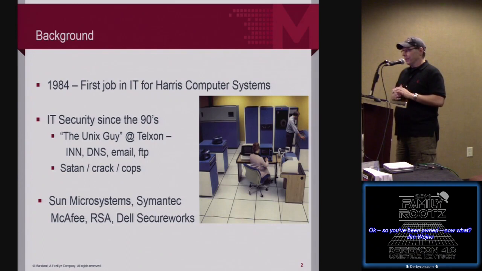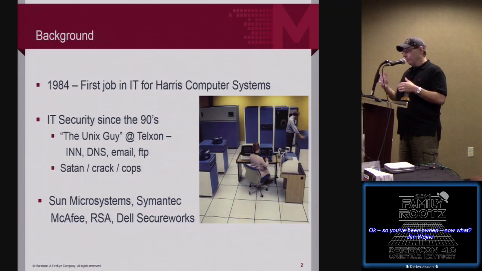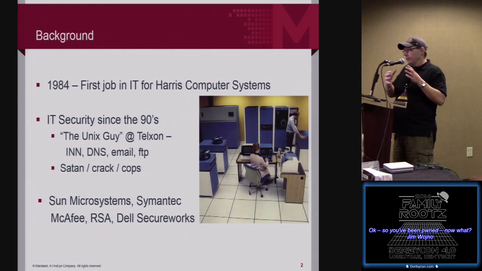I got into IT security in the 90s. I was working as a system administrator for a company that's no longer around, Telzon. Again, if you've ever heard of them, kudos. And I was like the Unix guy. And all of the things that we had connected to the internet were something that I was responsible for. I was reading about these hackers and the things that people are doing, and it worried me that one of my systems might get compromised, and then that would reflect badly on me. So I wanted to find out, how did people do what they do?